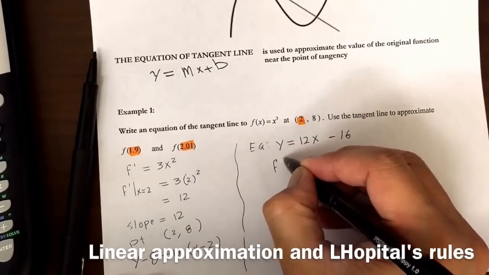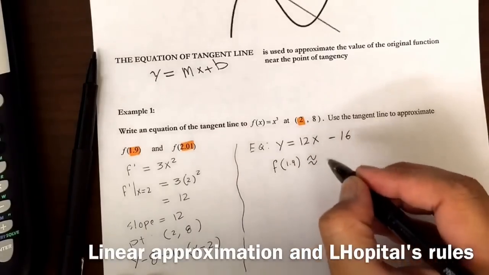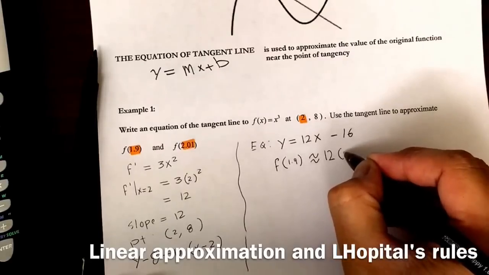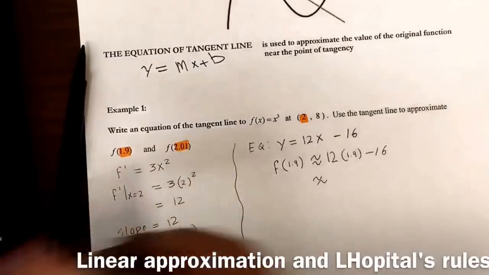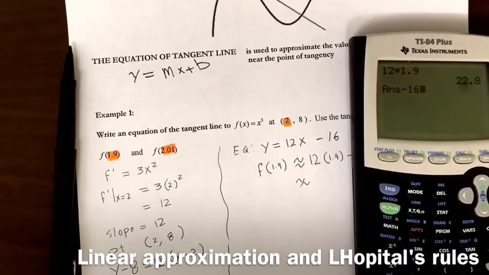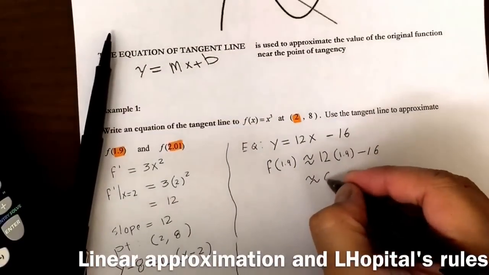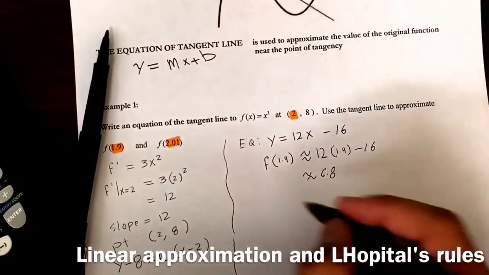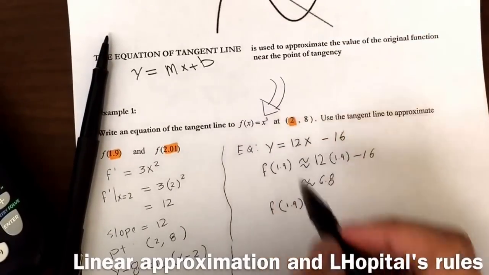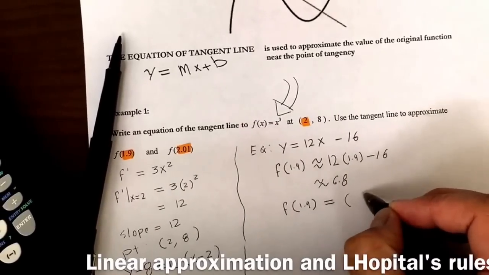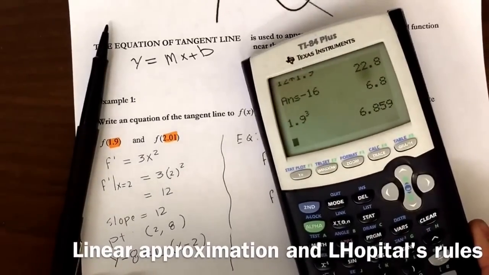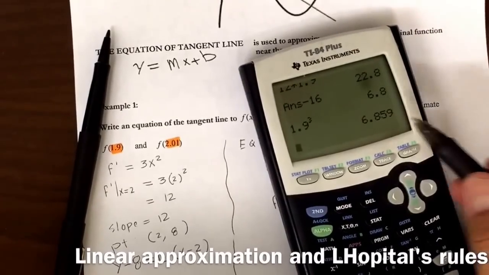So the function value at 1.9 is about, remember that we are approximating, so we're not getting an exact answer. Replacing 1.9 in for x, we get 12 times 1.9 minus 16, and that brings us to 6.8. What is the exact value, you might wonder? Well, the exact value at 1.9 can be found by plugging it into the original function. This is the exact value, and this is the approximated value. If you were to plug 1.9 in, you would get 1.9 raised to the third power, and you would get 6.859. That's the exact value, and this is the approximated value.